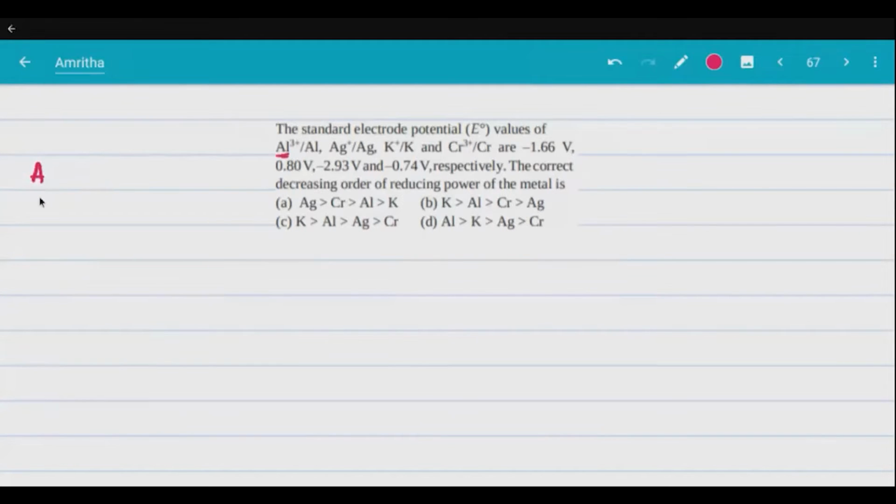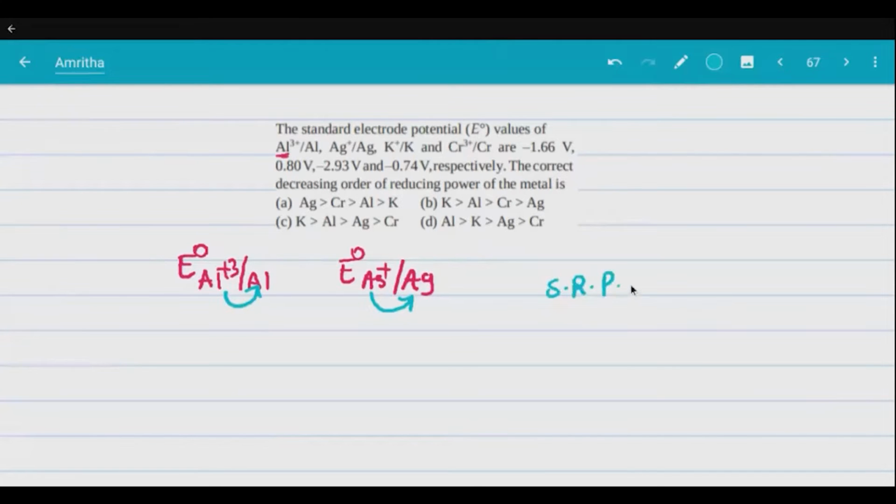If I write this convention, it is represented as E naught Al plus 3 to Al, or E naught Ag plus to Ag. If you see this, this is basically reduction. Standard electrode potential always means reduction. Reduction potentials are given here. This is simply called standard reduction potential, SRP.